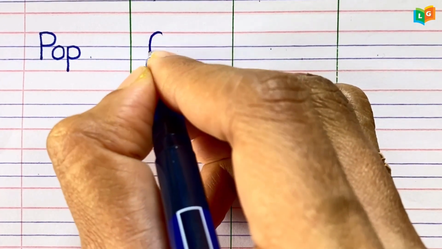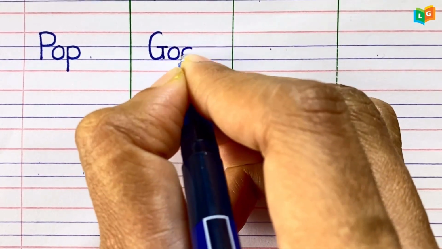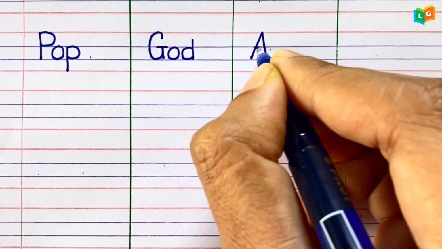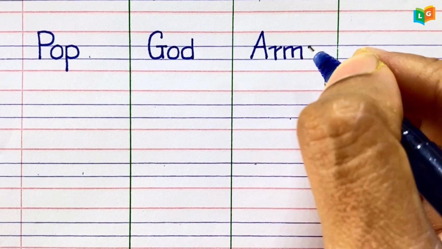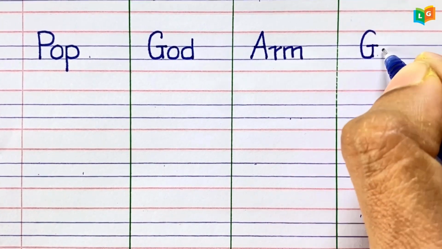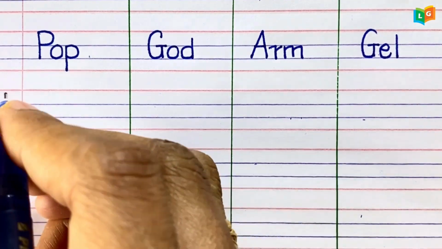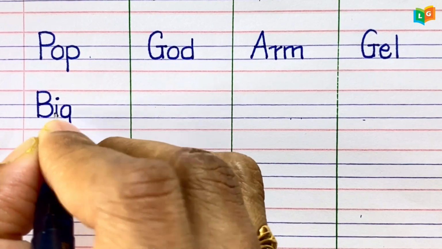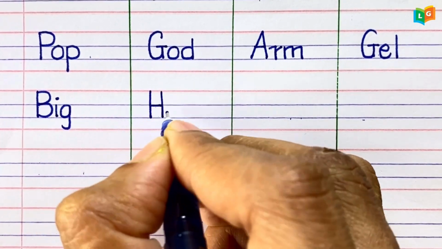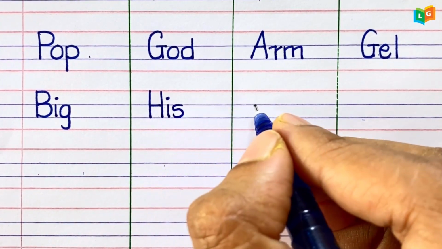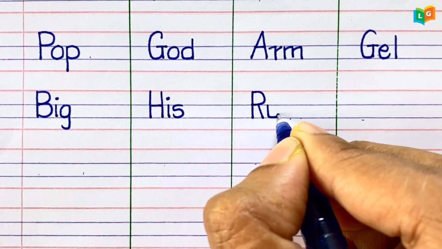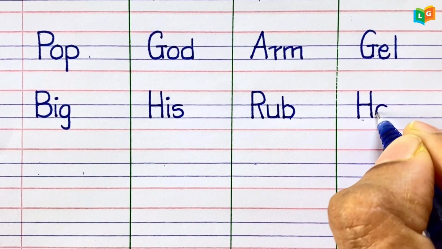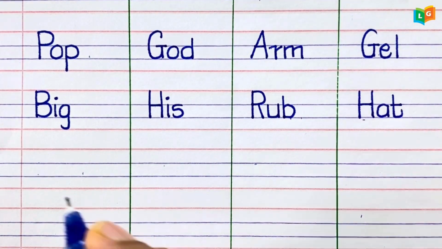P-O-P, pop. G-O-D, God. A-R-M, arm. G-E-L, gel. B-I-G, big. H-I-S, his. R-U-B, rub. H-A-T, hat.